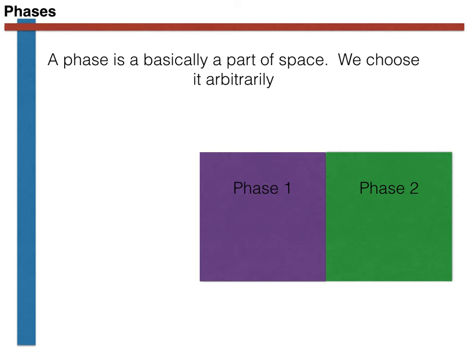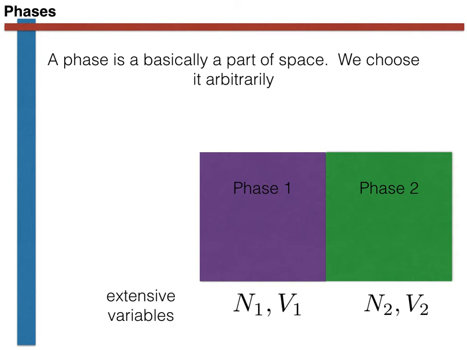To each of these phases, I could then ascribe a value for the various extensive variables. So, for the purple box, phase 1 has a number of atoms n1 and a volume v1. The green box, phase 2, meanwhile, has n2 atoms within it and a volume v2. Obviously, the total number of atoms in the system is equal to n1 plus n2, and the total volume of the system is v1 plus v2.